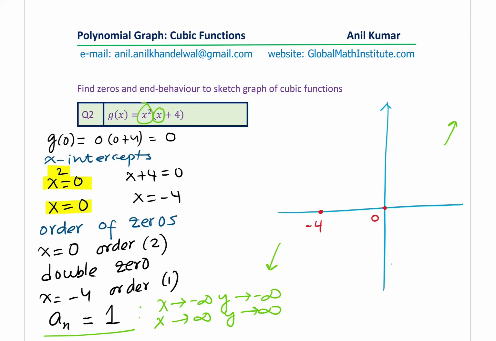Now let's look into the zeros once again. The zero at minus 4 is linear, right? This is a linear term. So it'll go straight here. However, the zero at 0 is because of x squared. So it is going to turn like a parabola. You get the idea. So what I'm trying to say here is that this particular zero has order of 2, or you can say it's a double zero. Correct? So at this point, what happens? Curve turns like a parabola.